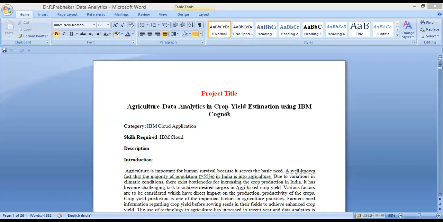So my name is Prabhakar. Project title: Agriculture Data Analytics in Crop Yield Estimation using IBM Cognos. Small introduction.